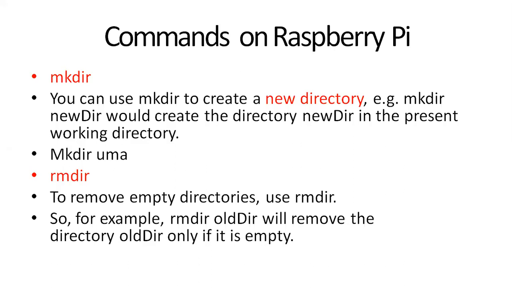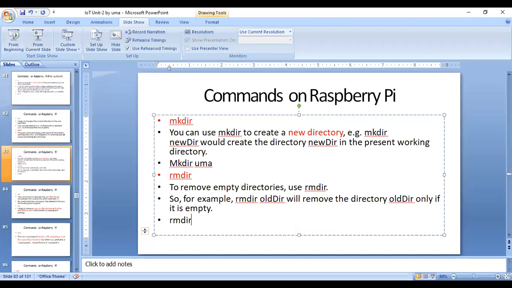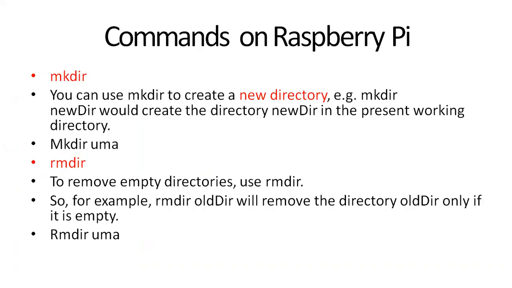The next one here is rmdir. What is the necessity of rmdir? I want to remove the UMA folder. How can you remove the UMA folder? rmdir UMA. Then it will remove the directory. To remove an empty directory, use rmdir. For example, rmdir old directory will remove the old directory only if that directory is empty. That is an important condition.